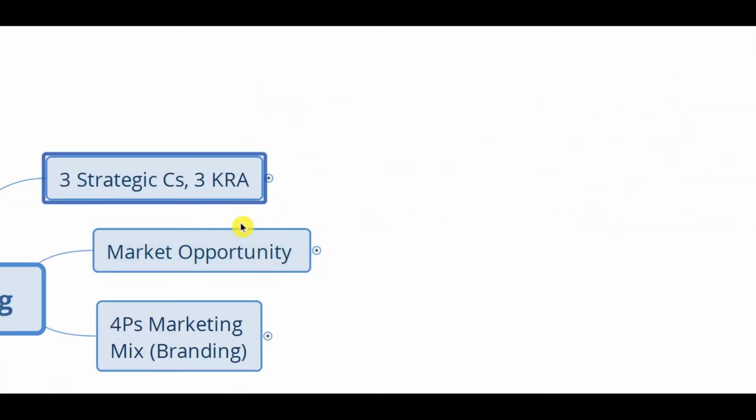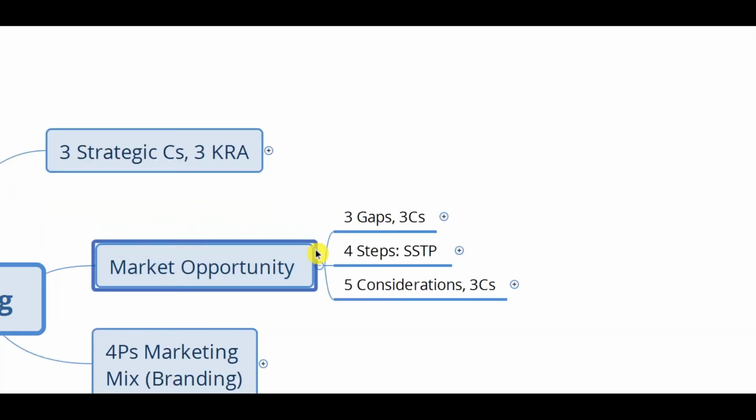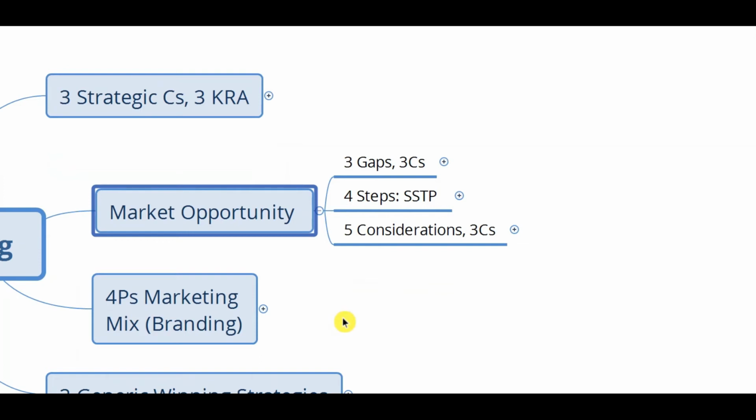Next is market opportunity. What are the key elements as far as market opportunity is concerned? Let me just make it a little bit smaller. So market opportunity, there are three subtopics to it. There are three gaps related to the three C's. There are four steps in addressing when a market opportunity exists, and there are five considerations as far as the three C's are concerned.